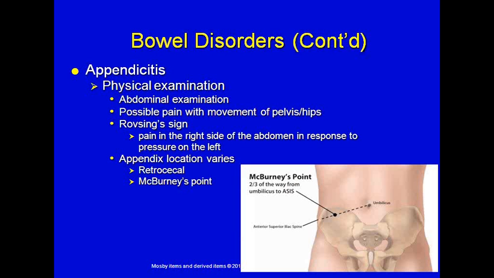The appendix location varies, but typically we're going to look for it at McBurney's point. And McBurney's point is two-thirds of the way from the umbilicus to the anterior superior iliac spine. So you find the anterior superior iliac spine and you find the belly button, and two-thirds away down that line from the belly button towards the ASIS, that's McBurney's point, and that's typically where you can find in that general area the appendix.